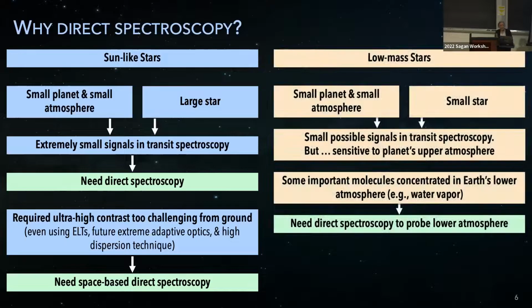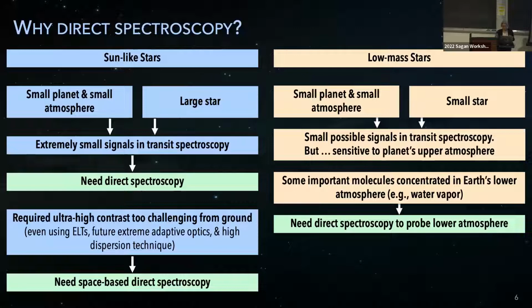Okay, so now we turn to the low mass stars. Again, we have a small planet with a small atmosphere, but now the star is small too. So the atmospheric signals in transit spectra are still small, but they're larger than they were. However, a transit spectrum is preferentially sensitive to the upper atmosphere of the planet. And some important molecules are concentrated in Earth's lower atmosphere. In particular, water vapor, which is key for diagnosing habitability, is only present in the lowest layer of Earth's atmosphere, in the troposphere. So again, we need direct spectroscopy, which can reach all the way to the planet's solid surface as long as the clouds aren't too dense.